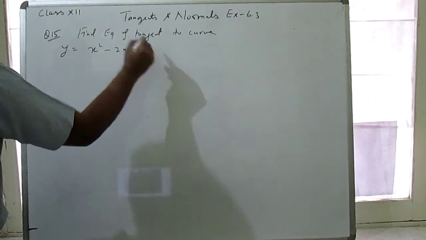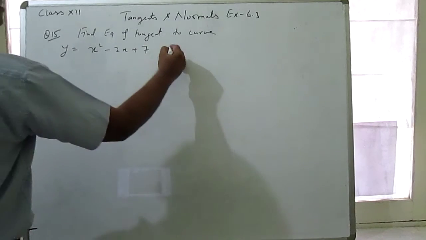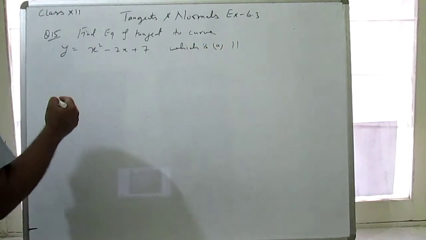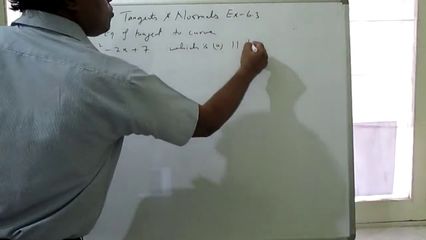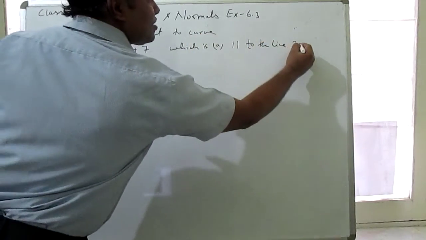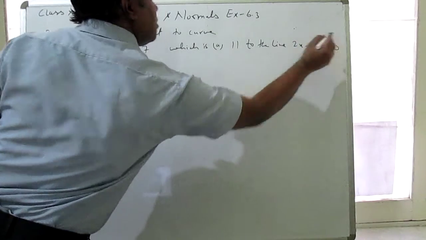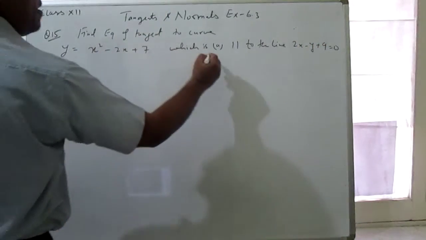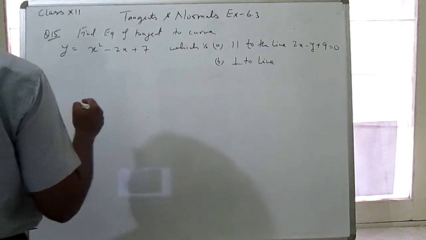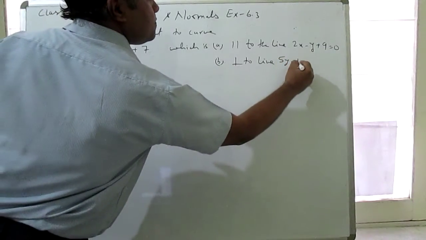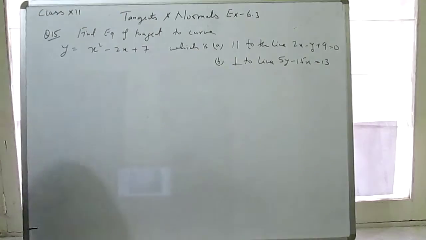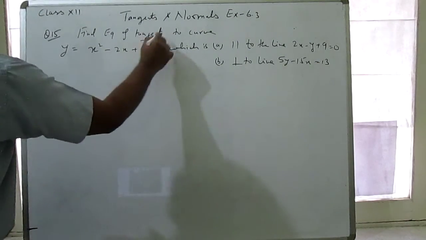minus 2x plus 7, which is number 1, a, parallel to the line, parallel to, this is the symbol of parallel to, the line 2x minus y plus 9 is equal to 0, and b part, perpendicular to the line 5y minus 15x is equal to 13. This is the question. We have to find the equation of tangent.